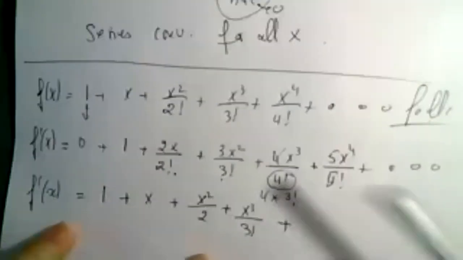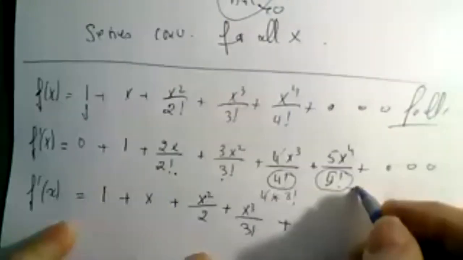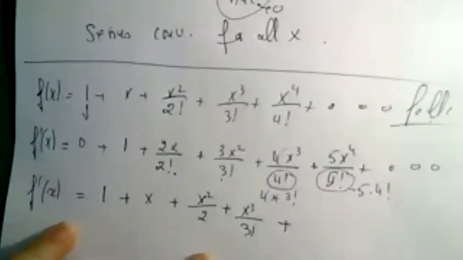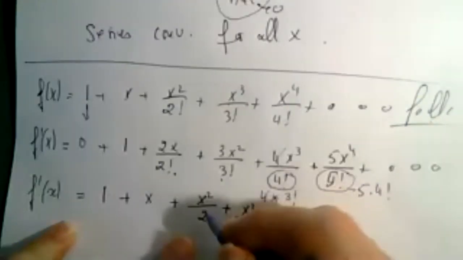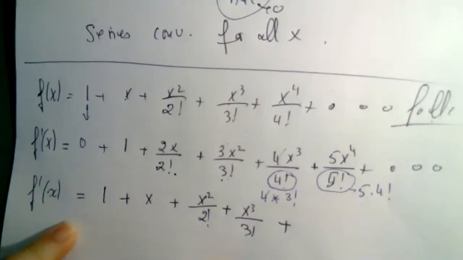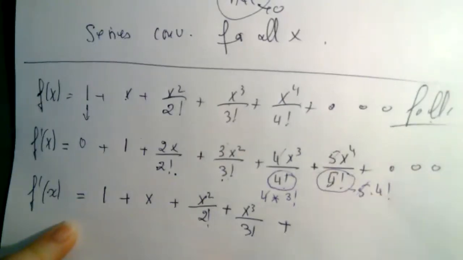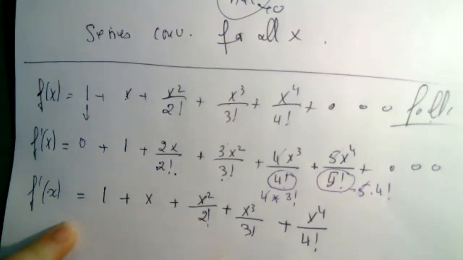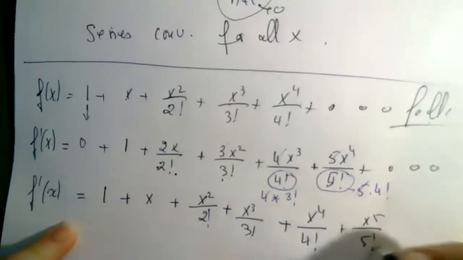Plus, what's 5x to the 4 over 5 factorial? This is 5 times 4 factorial. Sarah is complaining. Yeah, but 2 factorial is 2. You're right. Now, 5x to the 4, that's 5 times 4 factorial. The 5 and the 5 simplify. So we're going to have x to the 4 over 4 factorial. If I keep the game, I'm going to have x to the 5 over 5 factorial, etc.